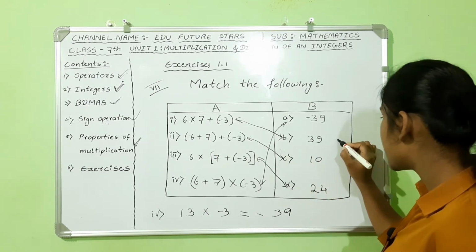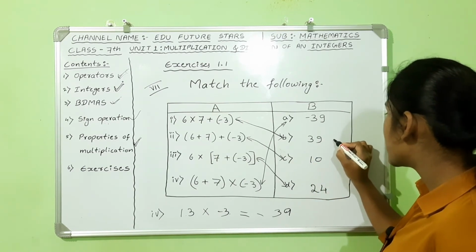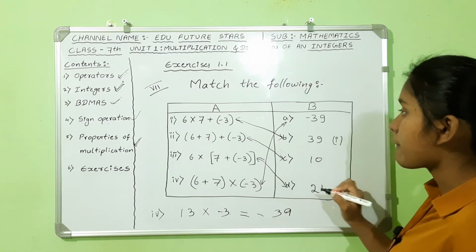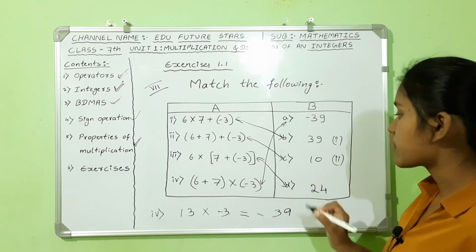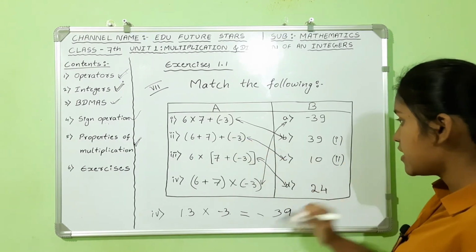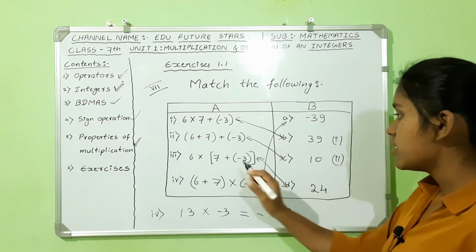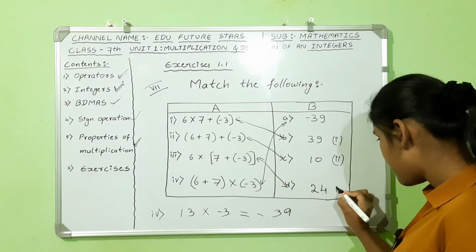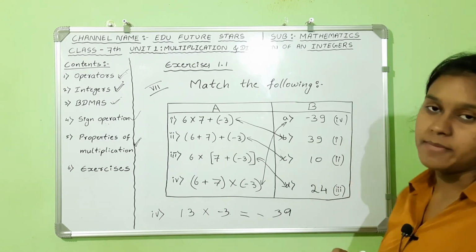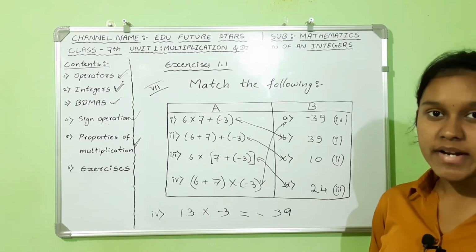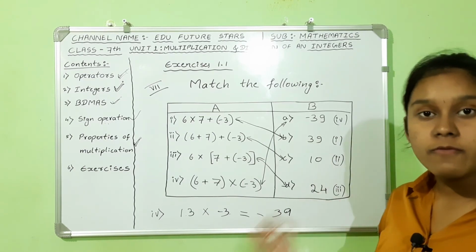So let me write the answers here for you. For the first one it is B. The second one is C. The third one is D. And the fourth one is A. Got it? Simple, right? Yes, this is very much simple.